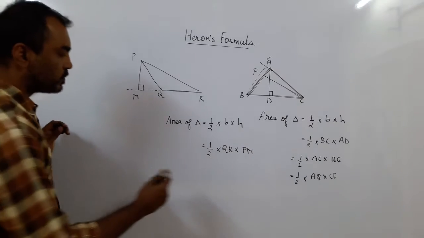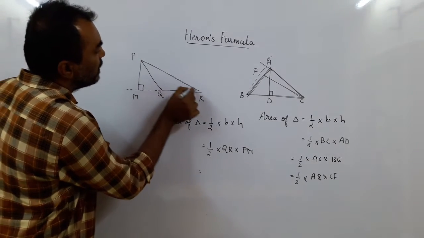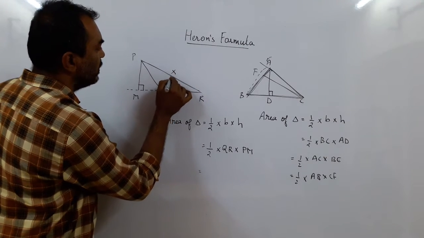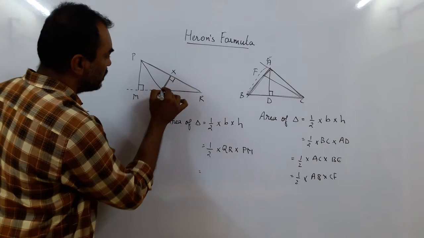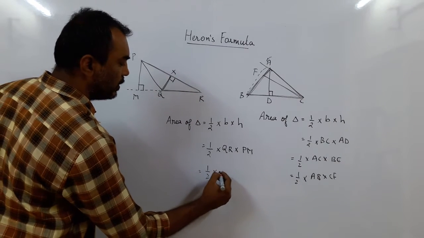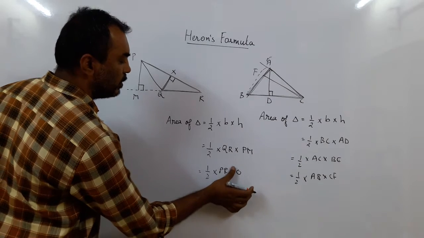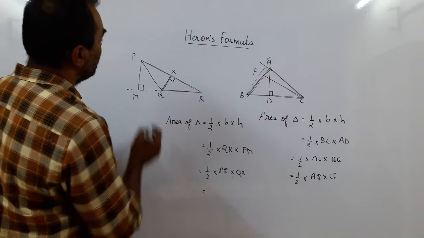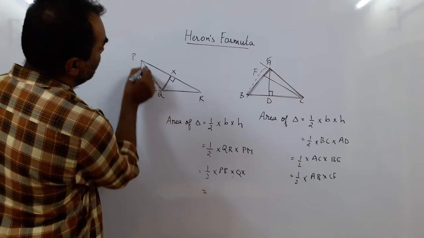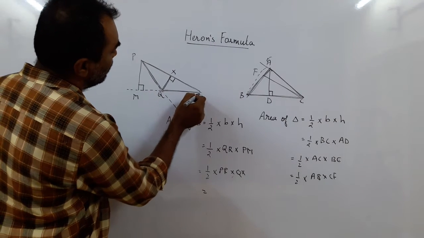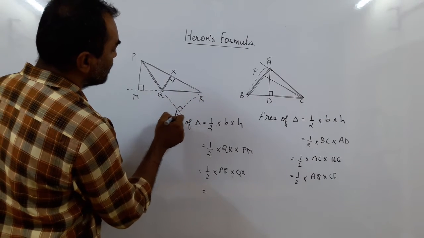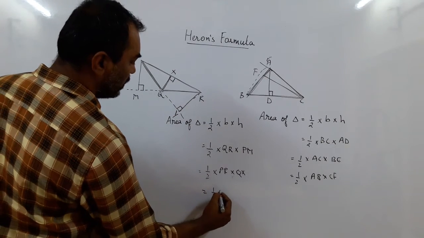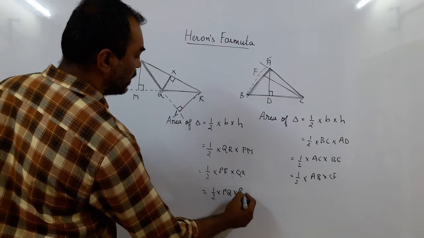So here also, if I want to take PR as the base, then QX will be the altitude. Can you see this? 90 degree. So if I take PR as the base, I can write half into PR into QX, right? Which other base can I take? I can take PQ as the base. But when I take PQ as the base, then I will get RY as the altitude. PQ is only this much, but here the altitude falls outside. So half into PQ into RY.